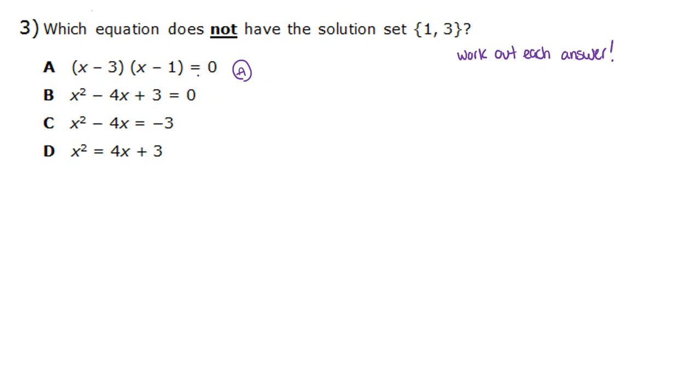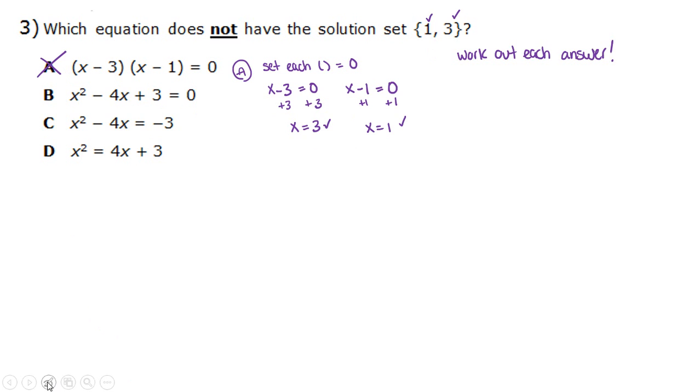Whenever you have a parentheses and a parentheses equal 0, you can set each parentheses equal to 0. So that means we can do x minus 3 equals 0 and x minus 1 equals 0. And if you have x minus 3 equals 0 and you're trying to solve for x, you would want to add 3 to both sides, which would make this x equals 3. And then over here, we would add 1 to both sides and make this x equals 1. Now, is that the same answer as what we started with? Yes, because we have 1 and 3 right there. So that makes A out.